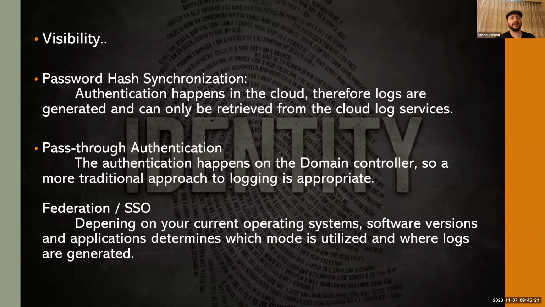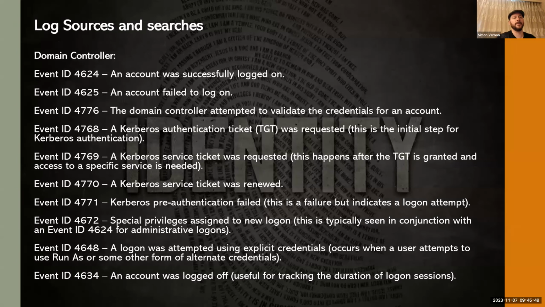With password hash synchronization, the authentication happens in the cloud. We don't see authentication and objects appear in the Active Directory on-prem. We don't see the domain controller generating logs for events that have happened. With pass-through authentication, we do. We see that all on the localized domain controller. And with federation and SSO, depending on one of the modes that you use and whether or not you append it through pass-through or password hash, depends on where your logs then arrive.